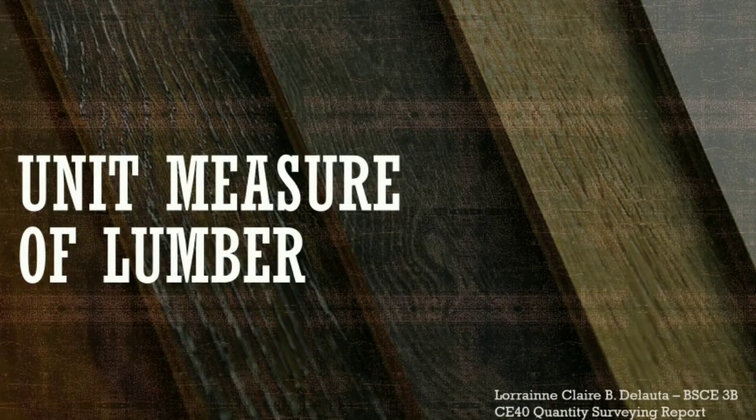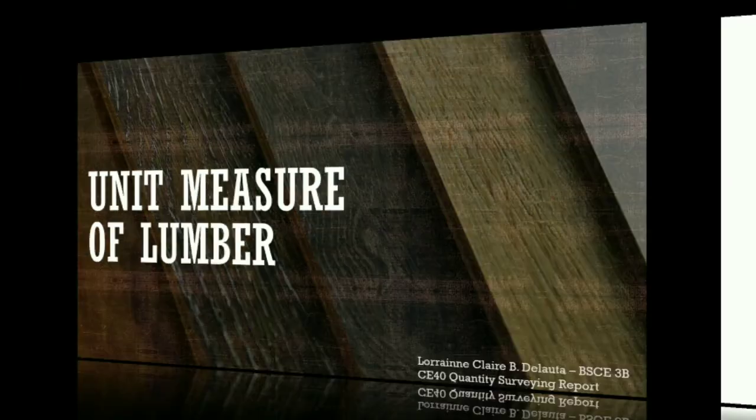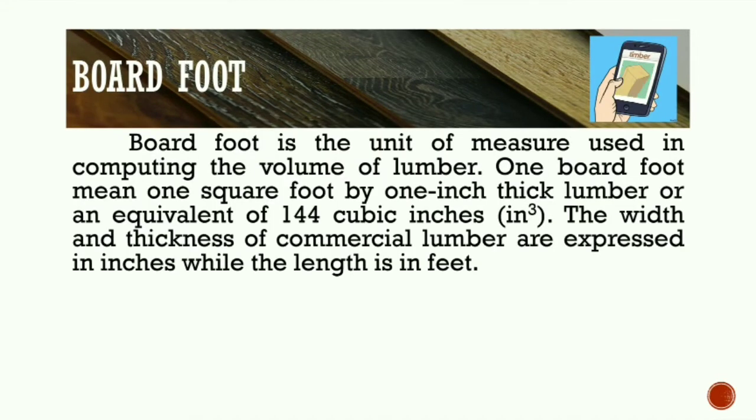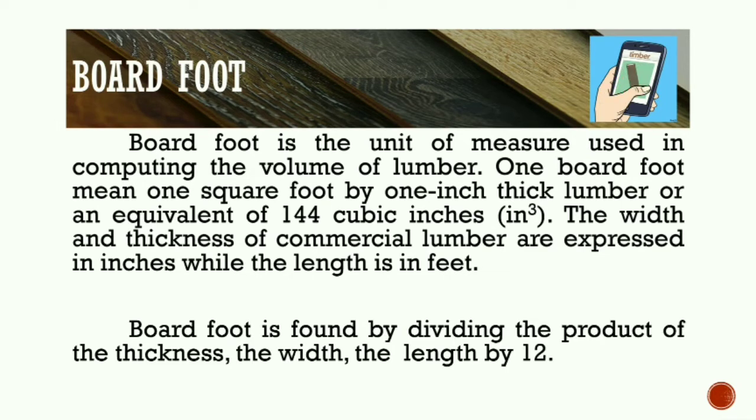Unit of measure in lumber: board foot. Board foot is the unit of measure used in computing the volume of lumber. One board foot means 1 square foot by 1 inch thick lumber, or an equivalent of 144 cubic inches. The width and thickness of commercial lumber are expressed in inches, while the length is in feet. Board foot can be found by dividing the product of the thickness, the width, and the length by 12.